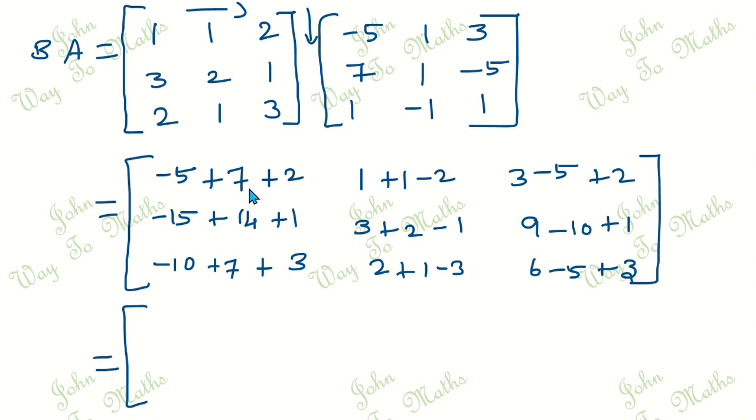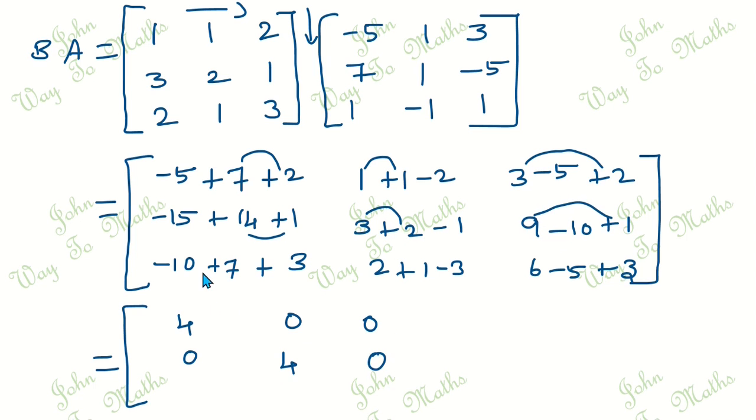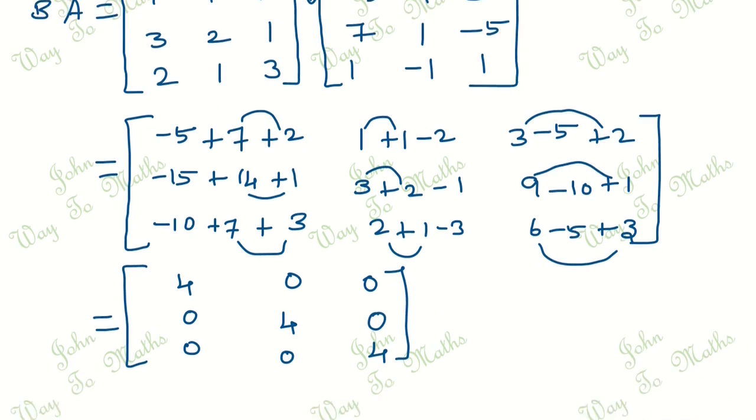Minus 5, here 7 plus 2 becomes 9, 9 minus 5 becomes 4. Here 1 plus 1 is 2, 2 minus 2 becomes 0. Here 3 plus 2 becomes 5, 5 minus 5 becomes 0. Here 14 plus 1 is 15, 15 minus 15 becomes 0. So here 5 minus 1 becomes 4, then 9 plus 1 becomes 10, 10 minus 10 becomes 0. Then 7 plus 3 becomes 10, 10 minus 10 becomes 0. Here 2 plus 1 is 3, 3 minus 3 becomes 0. Here 6 plus 3 becomes 9, 9 minus 5 becomes 4.